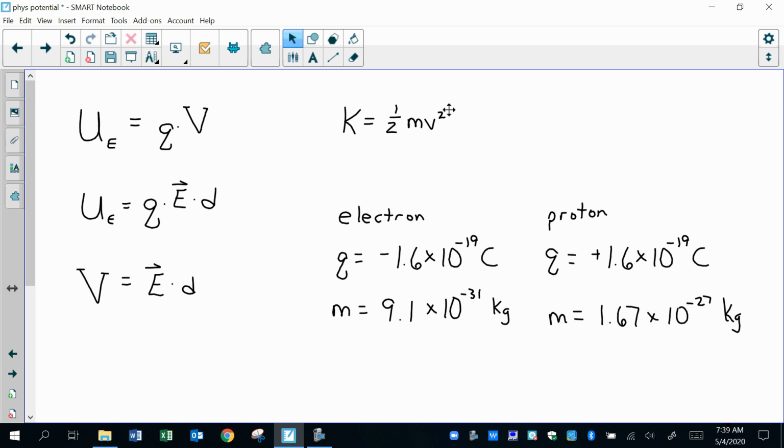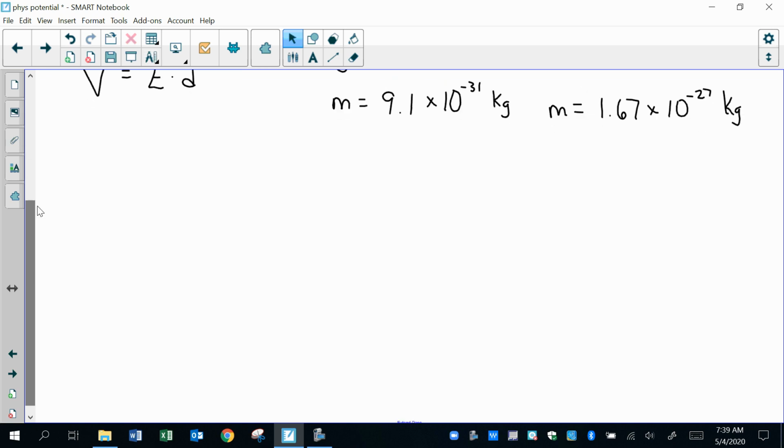And of course, I've got kinetic energy over here because I'm going to use electric energy and kinetic energy together. I can shoot charged particles. I know what the potential energy is here or here, depending on what information I'm given, and I can find a kinetic energy. So I've got my electron and proton charges, and I've got my masses. I gave you the masses before because I told you we'd need them eventually. Well, eventually has happened, so now we're going to need to know those masses.